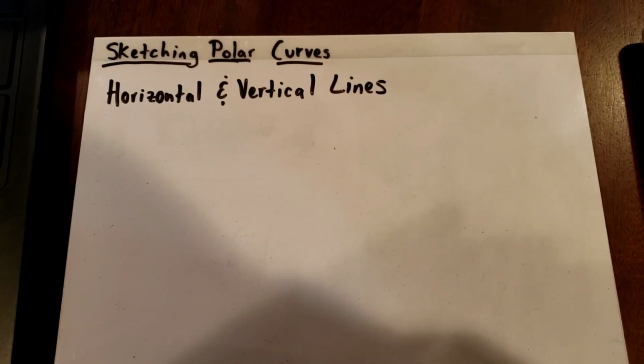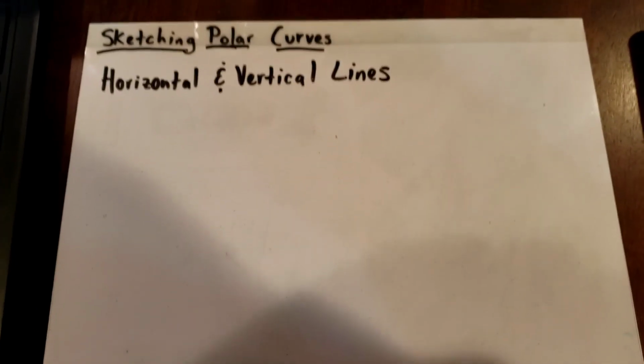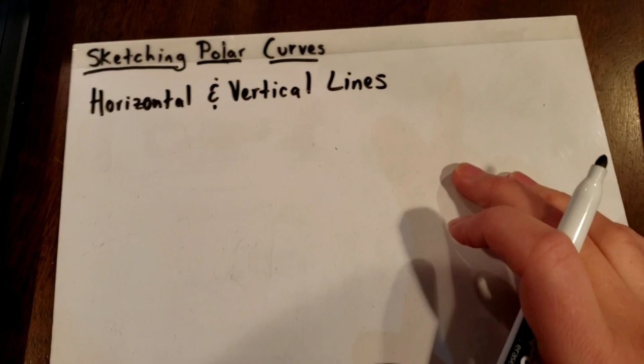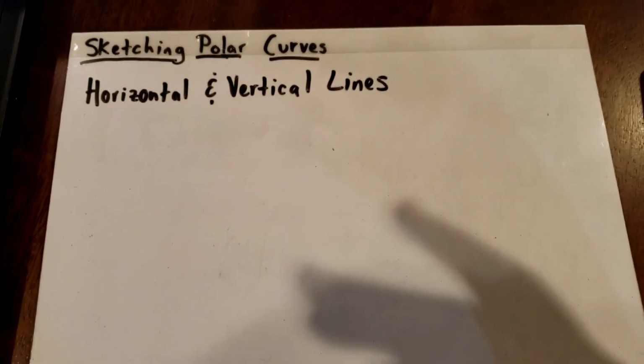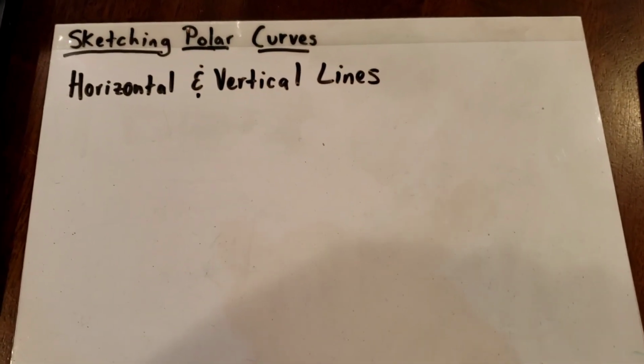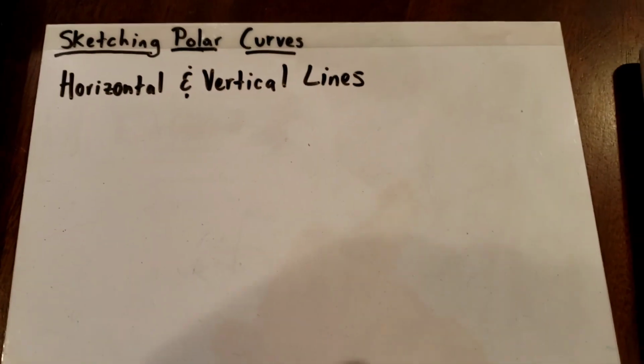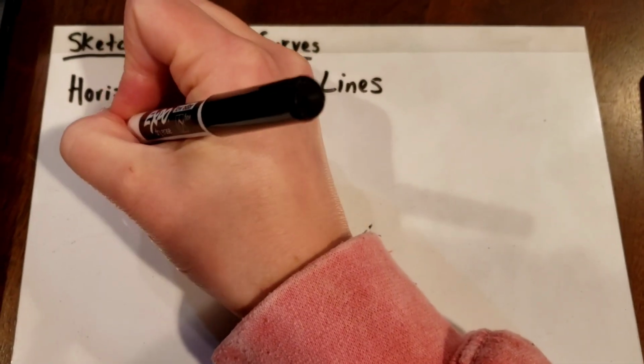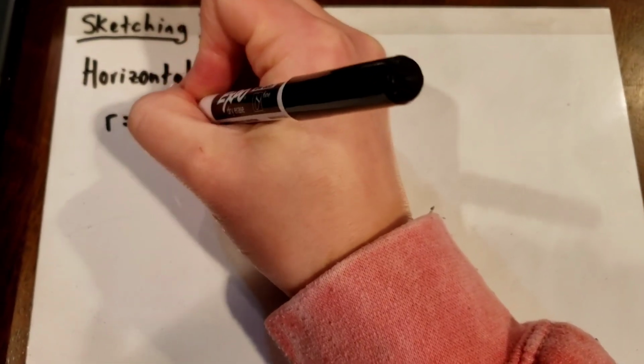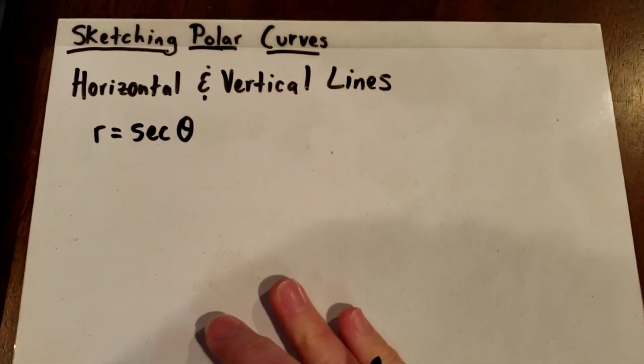So our next unit of study is going to be sketching polar curves. The first set of equations that we're going to go over are going to be horizontal and vertical lines. So we're going to sketch r equals secant of theta.